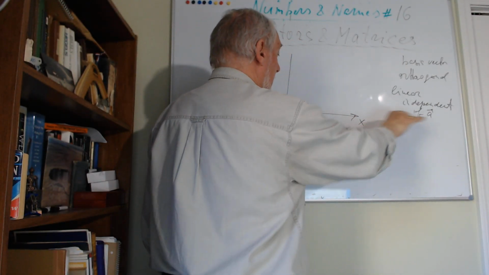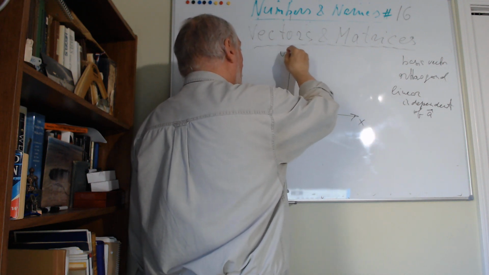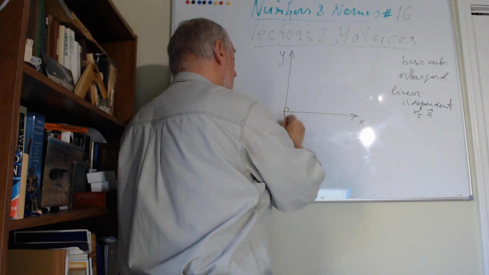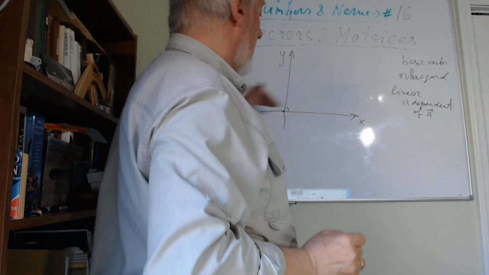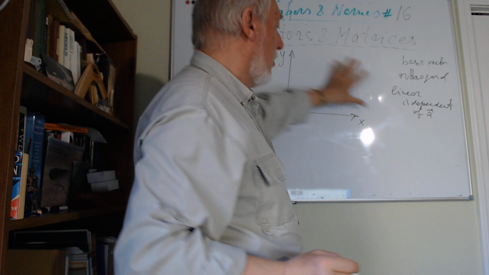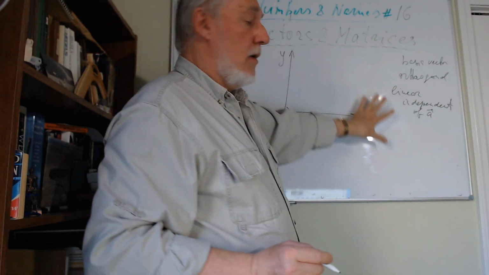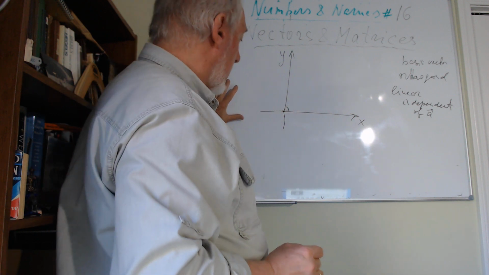Okay. This you understand, right? The X axis goes in this direction, right? Y goes in this direction. They are orthogonal to each other, right? But they are both in this plane. This surface of the desk is called a plane.